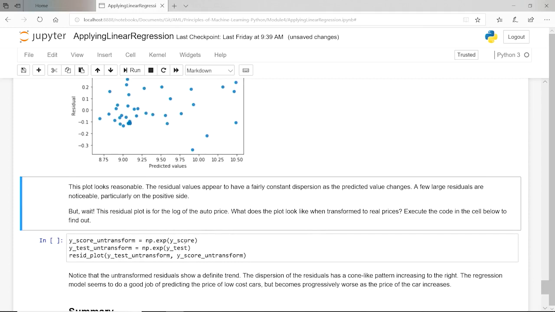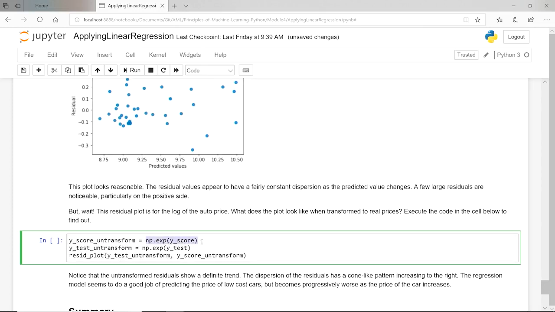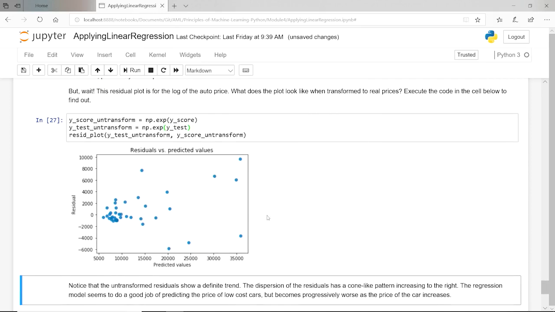So remember, we've been doing all this on a log scale. So now we're going to exponentiate our scores and exponentiate our transformed test labels, and we'll do another residual plot. And this one doesn't look so good. What it says is, and you see this is now back in units of dollars for the price of the cars, you see the residuals get noticeably bigger for more expensive cars. So our model's doing pretty well predicting the price of inexpensive cars, not so good predicting the price of luxury cars.